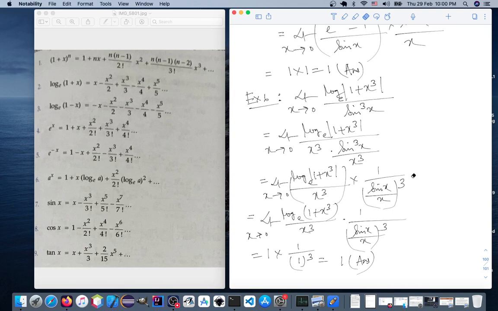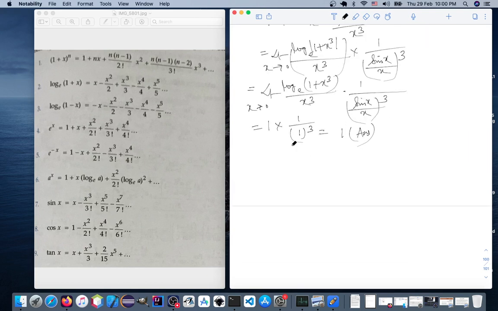Because we can easily remove the mod, because 1 plus x cube is always greater than 0 when x is tending to 0. Okay, let's see the next problem.